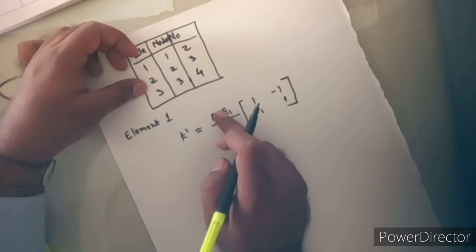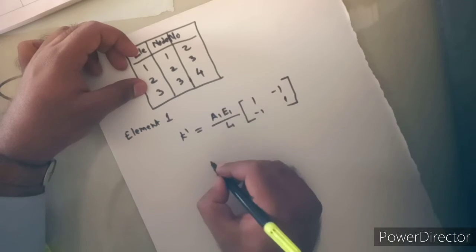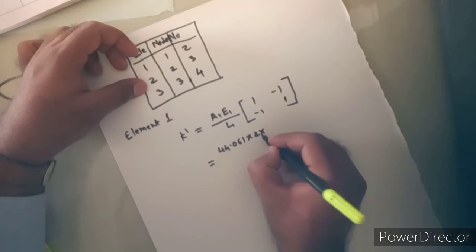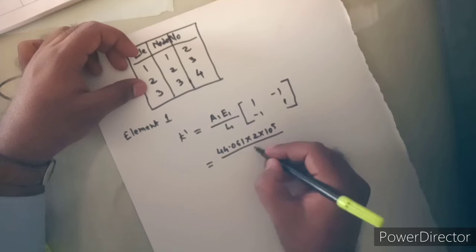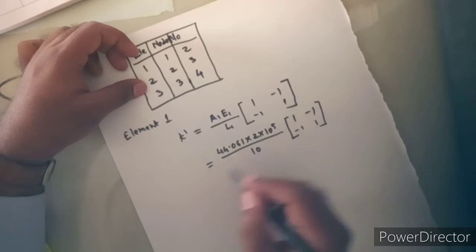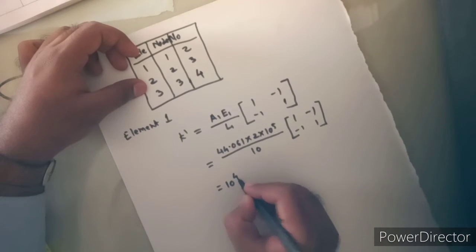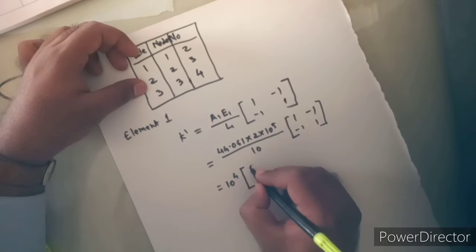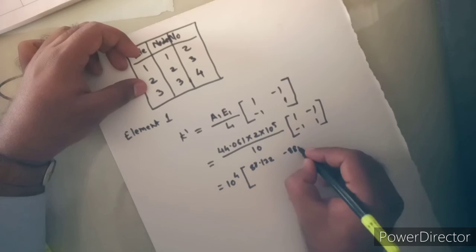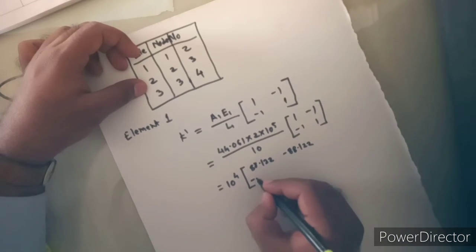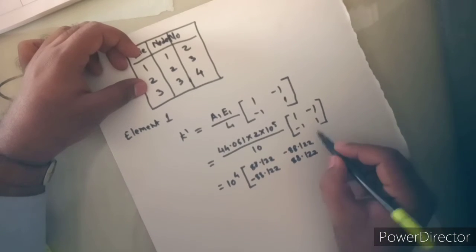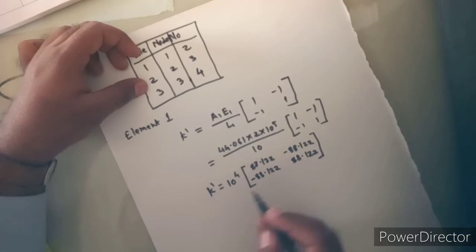Okay, putting in the values of all these three, we get 44.061 into 10 raised to 2 into 10 raised to 5 divided by L1, which is 10, into the bracket 1 minus 1, minus 1 1. Okay, we will get 10 raised to 4 outside of the bracket, 88.122 minus 88.122, minus 88.122 88.122. Okay, this is the value of K1.